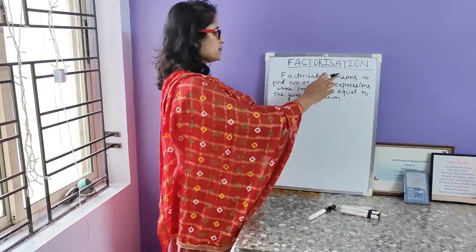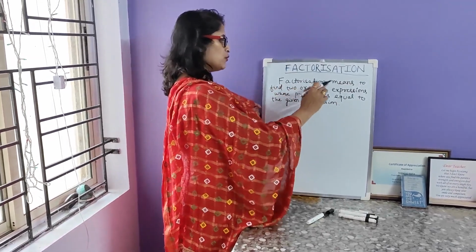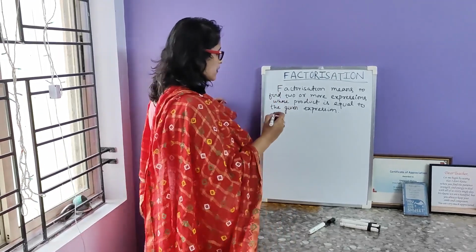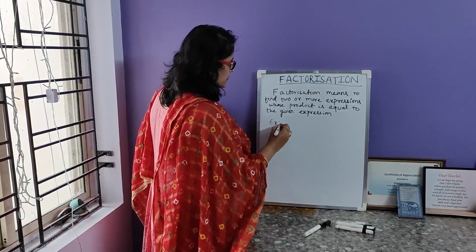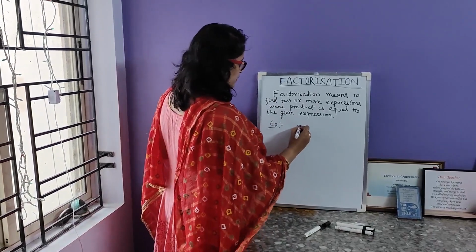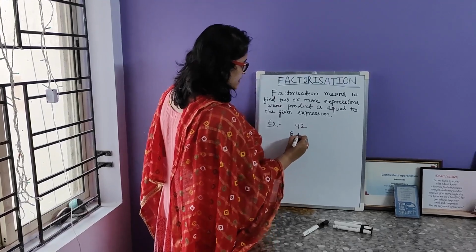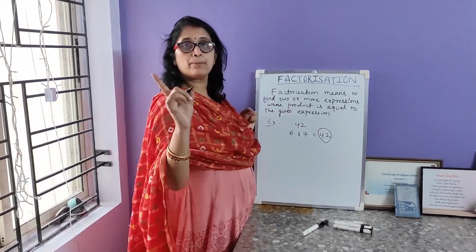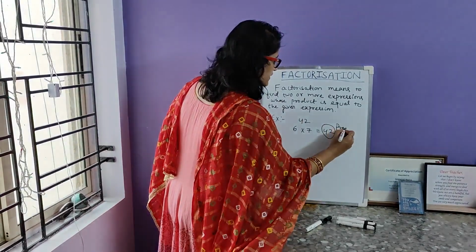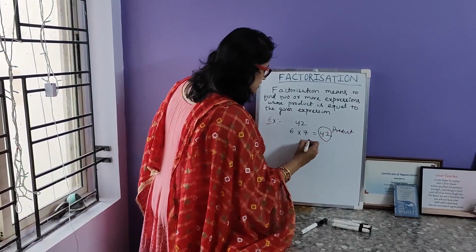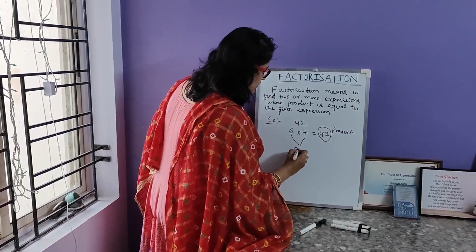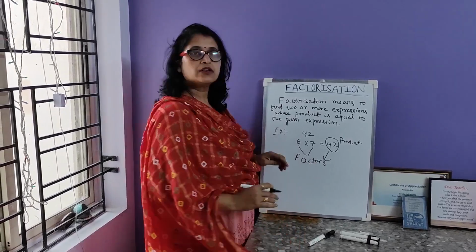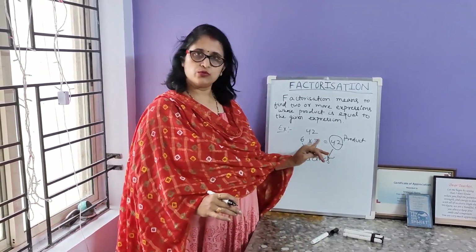Factorization means to find two or more expressions whose product is equal to the given expression. For example, let's take 42. If we multiply 6 by 7, we get 42. So here 42 is called the product, whereas 6 and 7 are called the factors of 42.